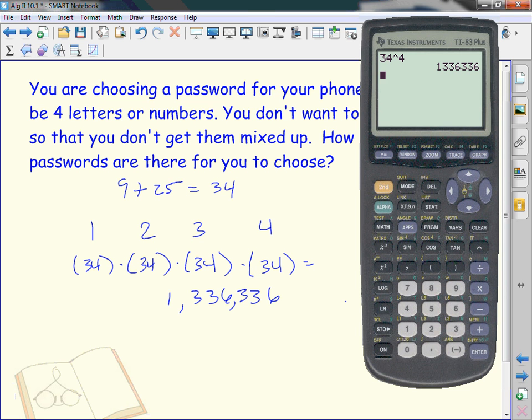How about if I added a fifth number? Say your combination now is 5. Times it by another 34. I'm up to 45 million choices. You would never pick it. Do you understand the probability and the counting principle? That's it.